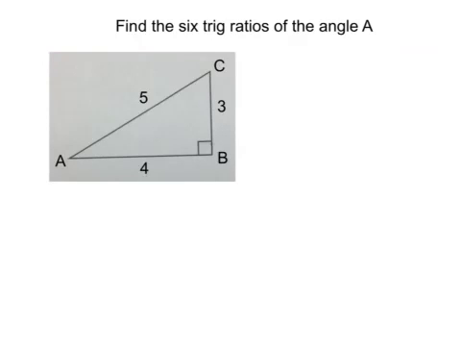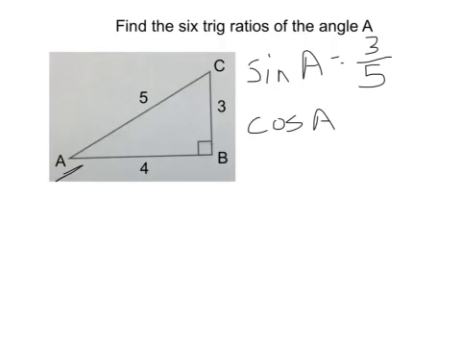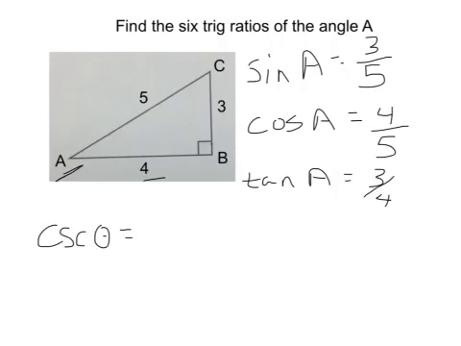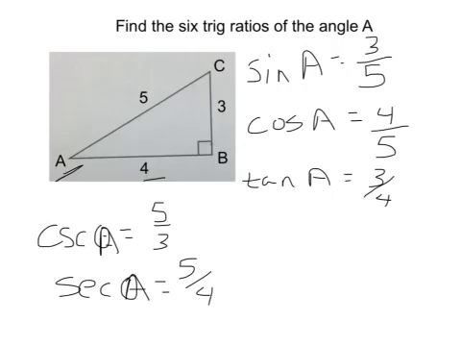Now, let's find the 6 trig ratios for the angle A. So the sine of A is the opposite, 3, over the hypotenuse, which is 5. The cosine of A is adjacent over the hypotenuse, and the tangent of A is 3 over 4. The reciprocal functions are the cosecant, which is the reciprocal of the sine, so it's 5 over 3. The secant of A is 5 over 4, and the cotangent of A is 4 over 3. Use your triangle, draw the picture, and label the sides.